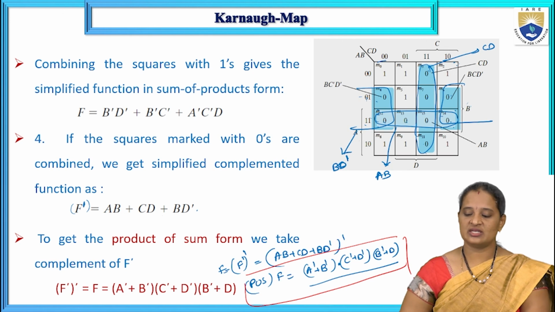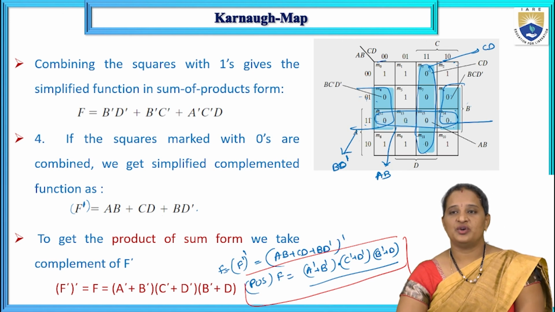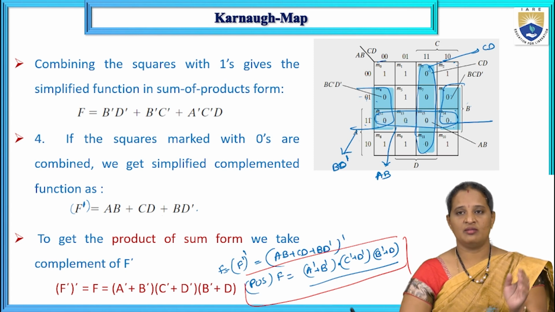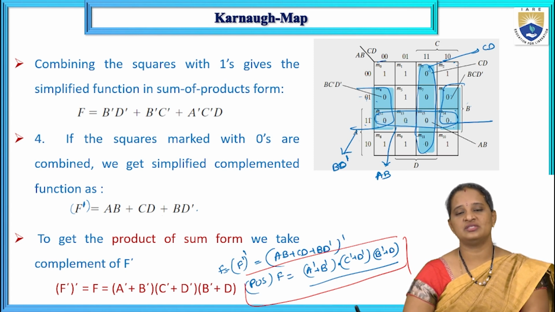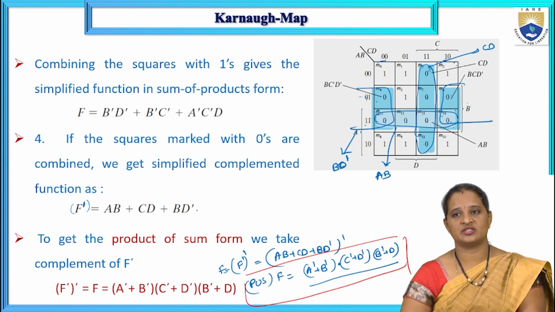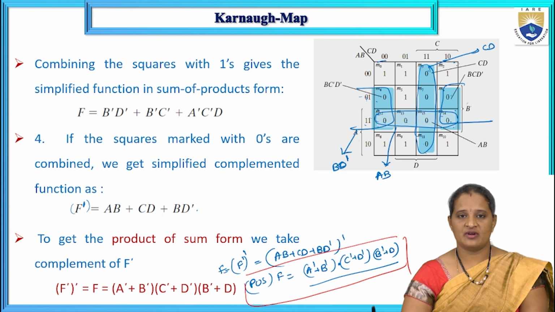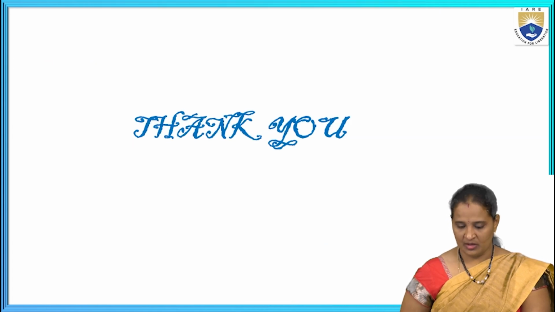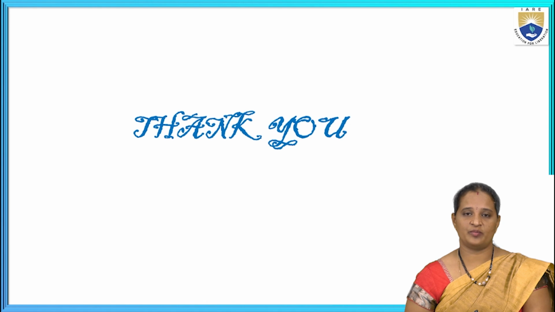Okay, so this is about the K-maps, don't care conditions, and the significance of don't care conditions in K-map simplification, that is the simplification of Boolean expressions. And we have seen how to get a Boolean function in the form of SOP as well as in the form of POS using K-map. So I hope it is clear to you all.